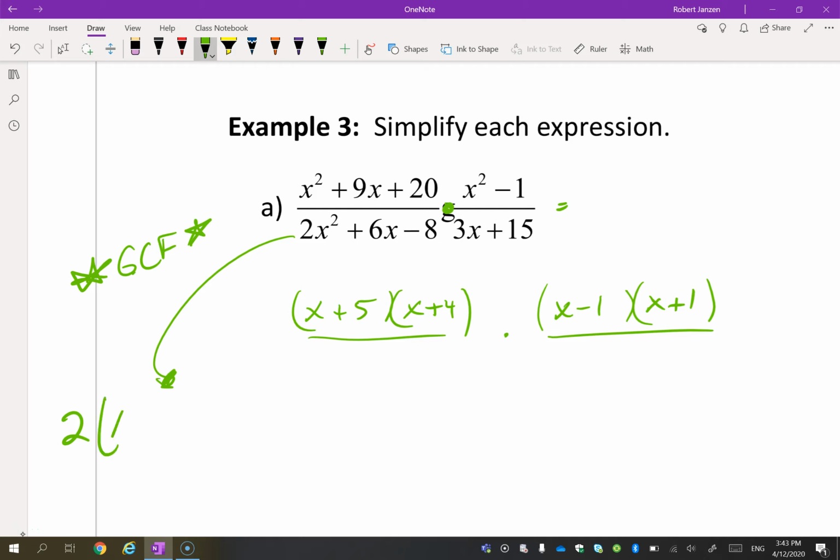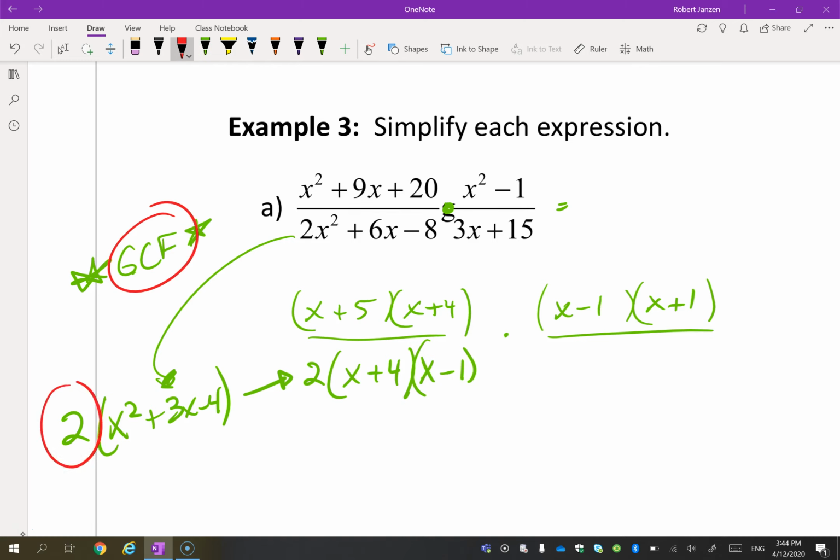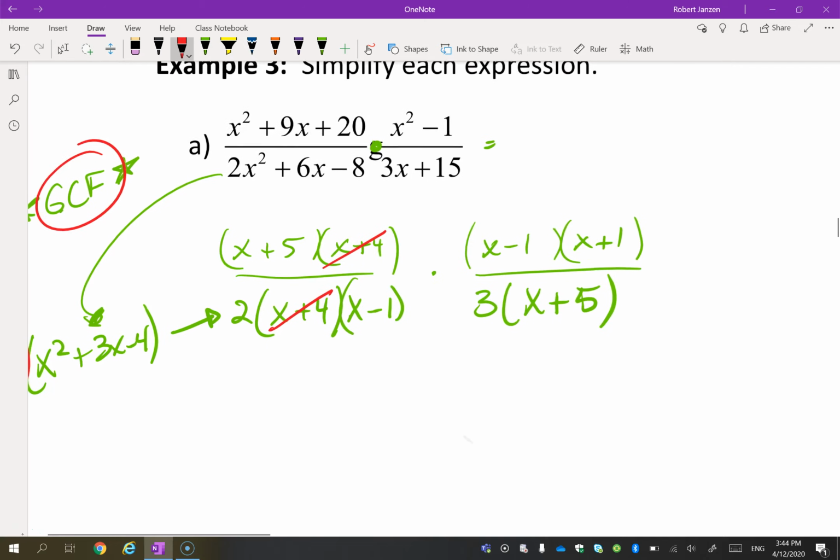If you take out a 2, you're left with x squared plus 3x minus 4. And then if I factor that, I get x plus 4, x minus 1. If I don't take out the greatest common factor, if I don't take out this 2, then this x plus 4 and x plus 4 won't be the same. You need to take out the greatest common factor. Take out a greatest common factor here, I get x plus 5. Anything else simplify? Yeah, I can take out an x plus 5. I can take out an x minus 1.